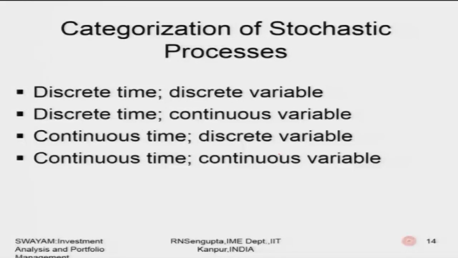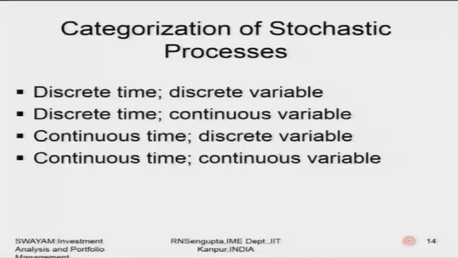So, the categorization of the stochastic process for the stock prices would be discrete time, time is discrete. That means time t is equal to 1, 2, 3, 4 and these 1, 2, 3, 4 are just numeric values. What unit you are utilizing is not important for us, it is not important for the discussion. What I want to highlight is that these time frames are different and the time difference between 1, 2, 3, 4 can be made as small as possible.